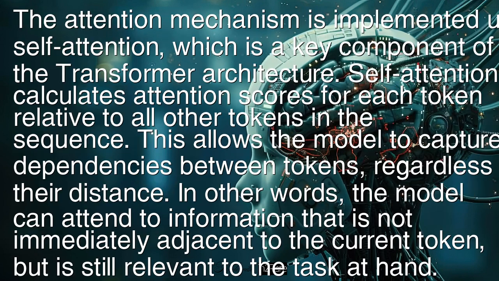The attention mechanism is implemented using self-attention, which is a key component of the transformer architecture. Self-attention calculates attention scores for each token relative to all other tokens in the sequence. This allows the model to capture dependencies between tokens, regardless of their distance. In other words, the model can attend to information that is not immediately adjacent to the current token but is still relevant to the task at hand.